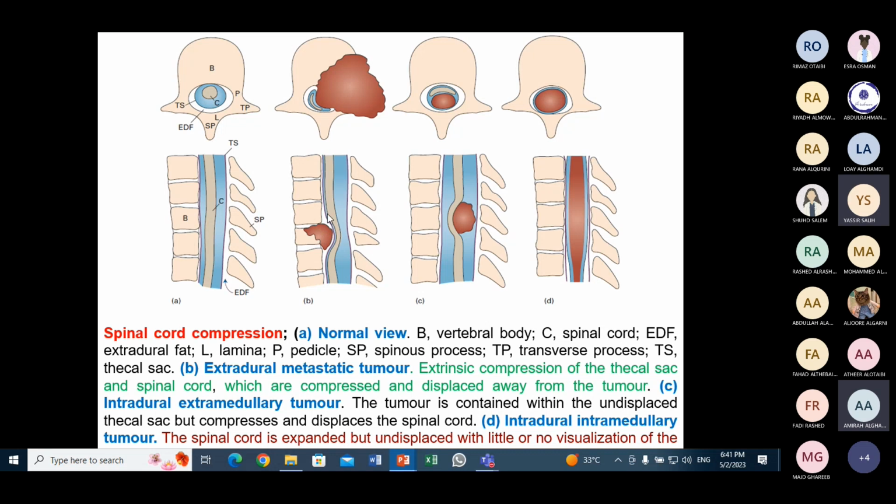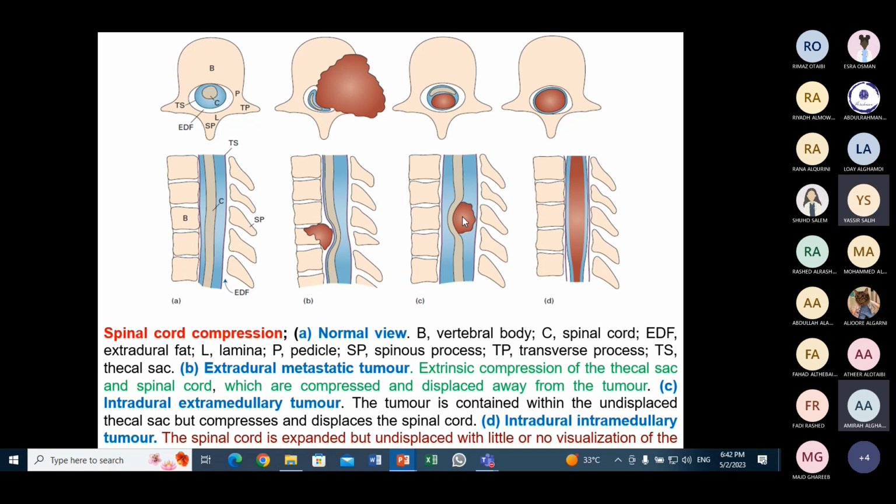So extradural tumor compressed the cecal sac and the spinal cord to the other side. Notice the CSF is normal. This is CSF normal.